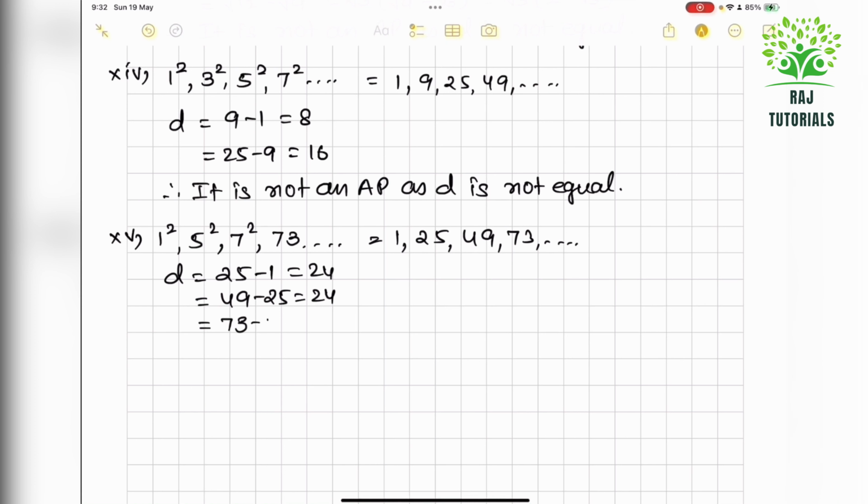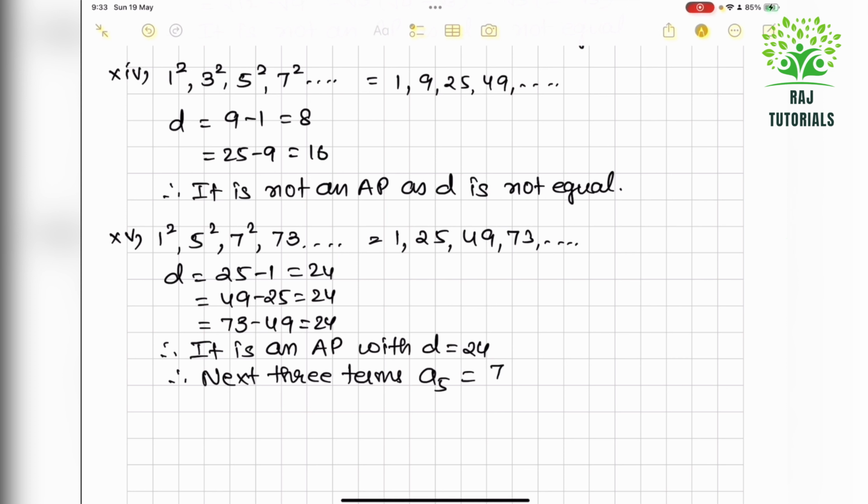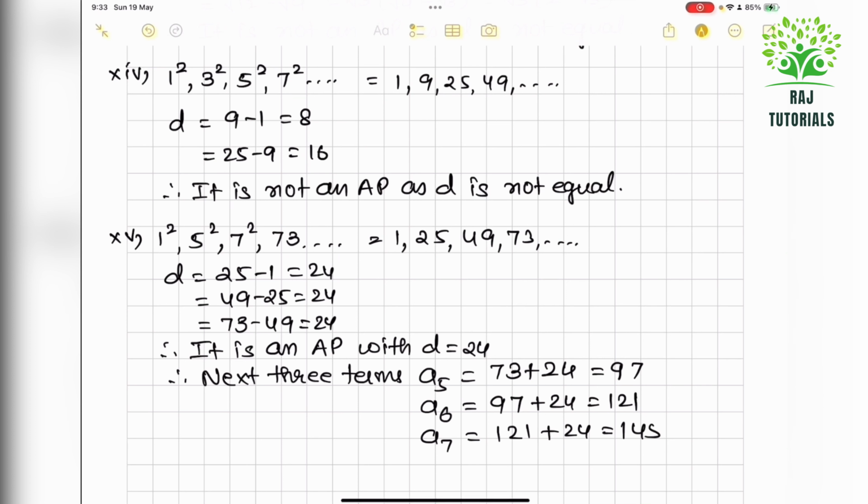Therefore, next three terms: A5 will be 73 plus 24, 97. A6 will be 97 plus 24, so 121. And A7 121 plus 24, so 145.